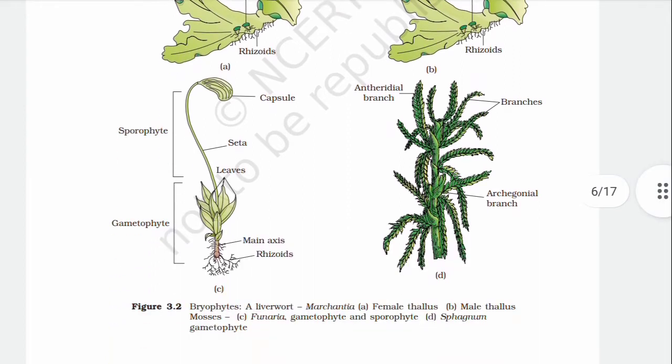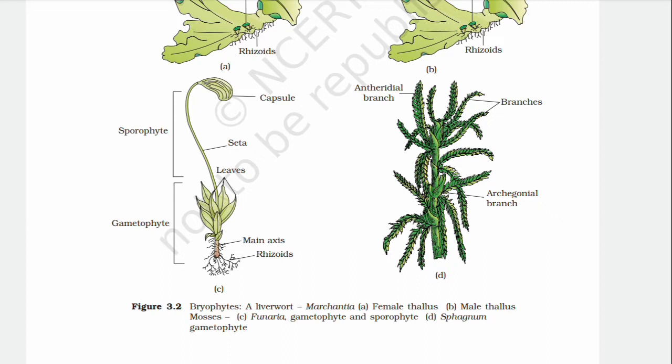And second one, this C is mosses, that is Funaria. So the down one, gametophyte, that is haploid. It has rhizoid and main axis. This will give rise to sporophyte, that is diploid. It has foot, seta and capsule. This capsule will give rise to spores. From that spores, again the gametophyte will grow.